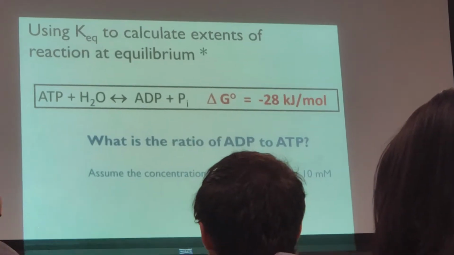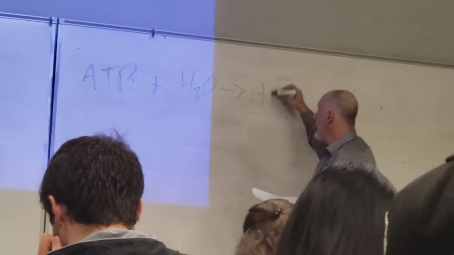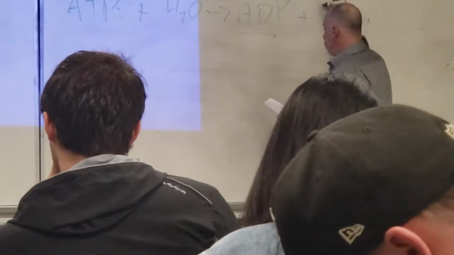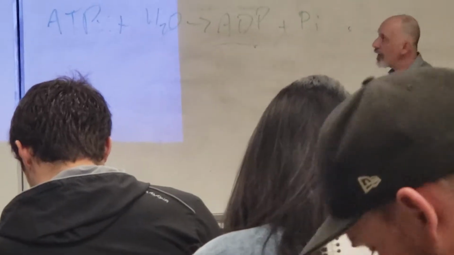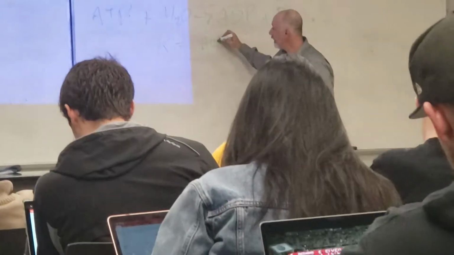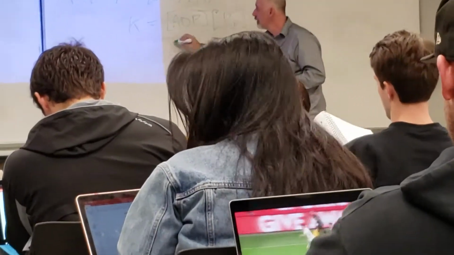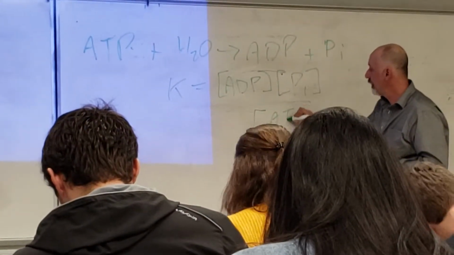This is how we would do a problem. All right, so if I want to set up an equilibrium like that, this is just ATP plus water going to ADP plus Pi. If I want to set up the equilibrium constant, K is equal to ADP times Pi all over ATP.